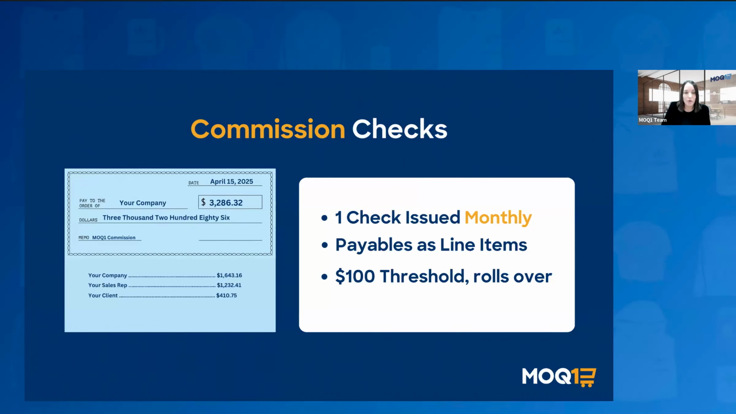Now, there is a $100 commission threshold that must be reached before a check is issued. But if that threshold isn't reached in one particular month, the funds will roll over to the next month until the target is met. There's no expiration date on those funds. They'll just keep accruing until you reach that $100 checkpoint.